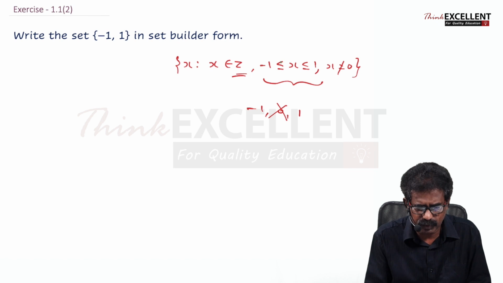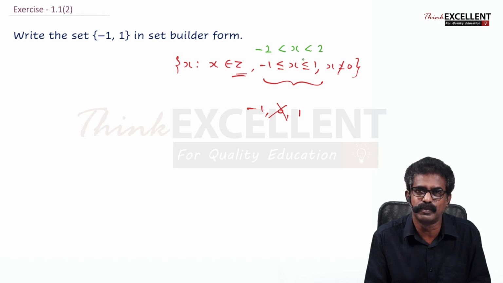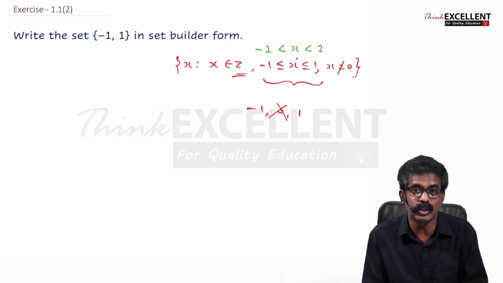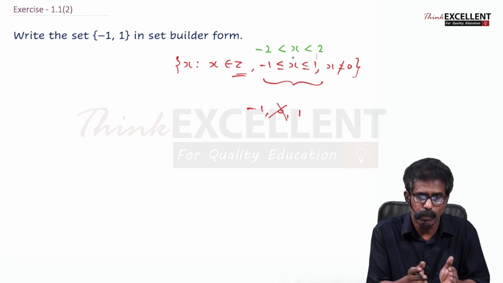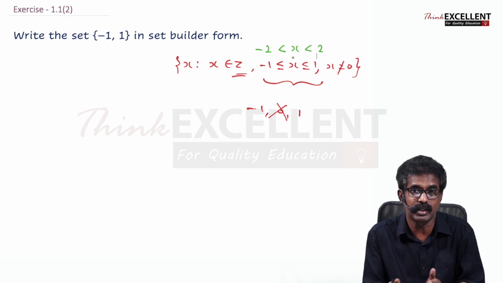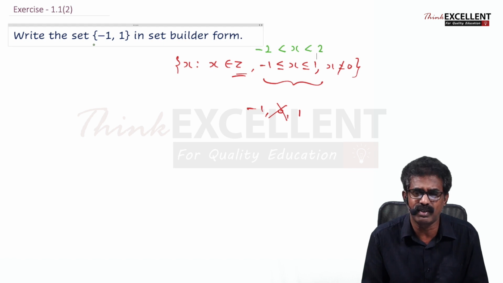Or here, minus 2 less than x less than 2. Like that you can write. So minus 2 and 2 are not included, right? Minus 2 and 2 are not included. So the integers in between are minus 1, 0, 1, and not equal to 0 we have written. Okay, so there are different ways.